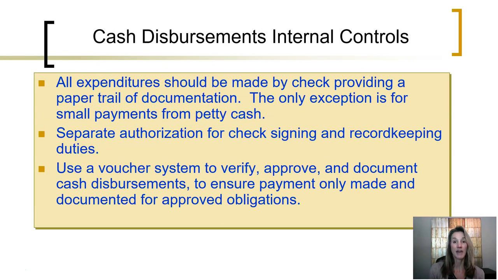When we are dealing with cash disbursements, different types of internal controls are implemented. These internal controls are ensuring that all expenditures are made by a check, which provides some kind of trail of documentation. Historically, that's been paper. Nowadays, with EFT and auto type payments, these type of paper trails are not really paper anymore, they're digital trails.